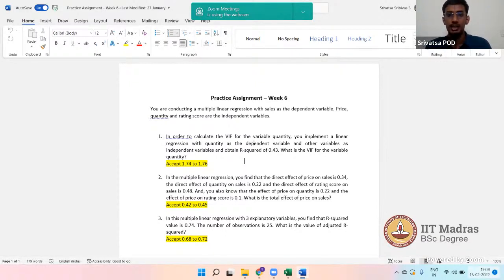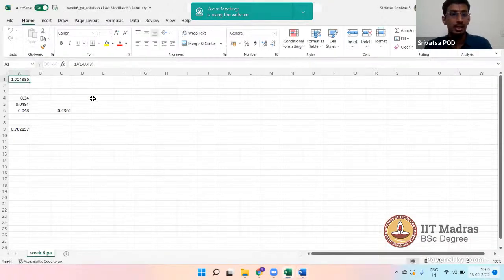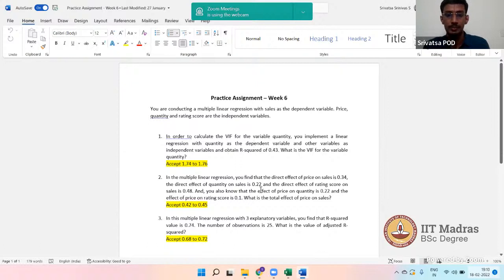When you do that, you obtain an R squared of 0.43 for this regression. Given the R squared of 0.43, what is the VIF for the variable quantity? You use the formula 1 divided by 1 minus R squared. When you do 1 divided by 1 minus R squared, you get 1.75, and that is the variance inflation factor in this case. So this was the first question, a pretty straightforward one.